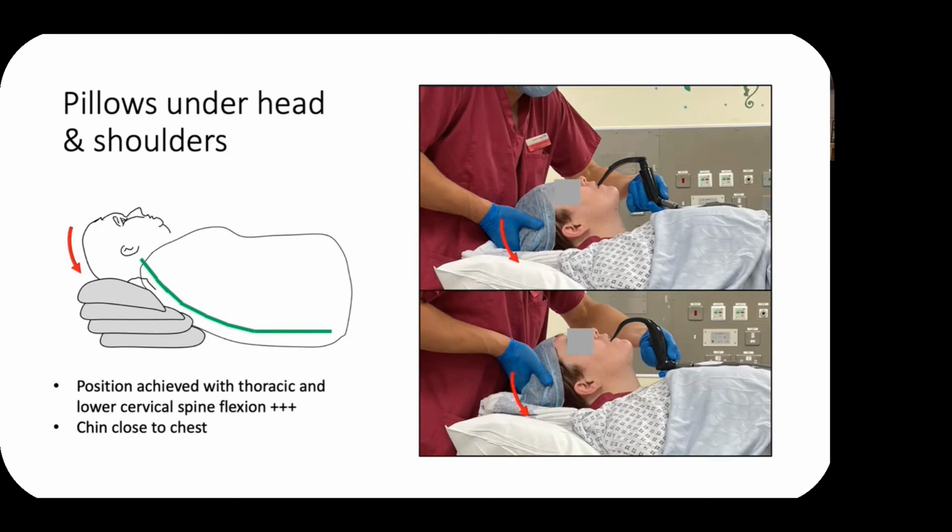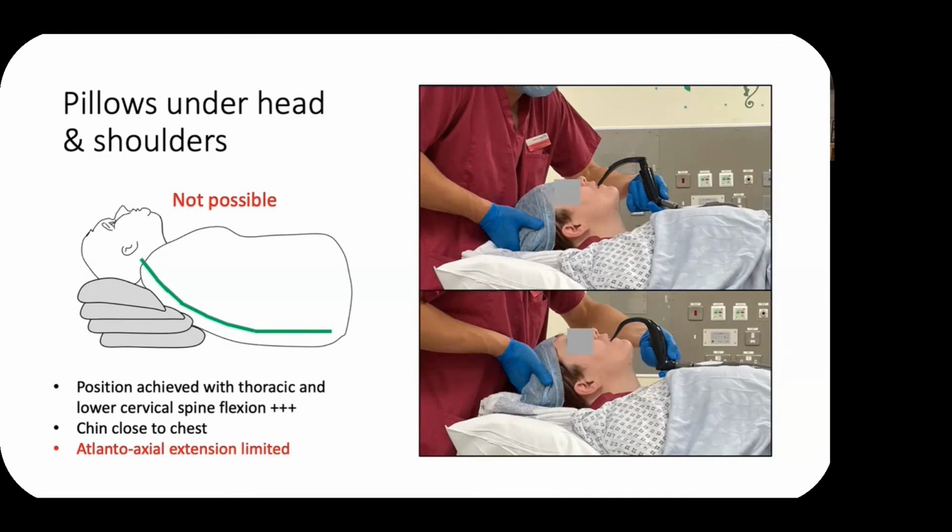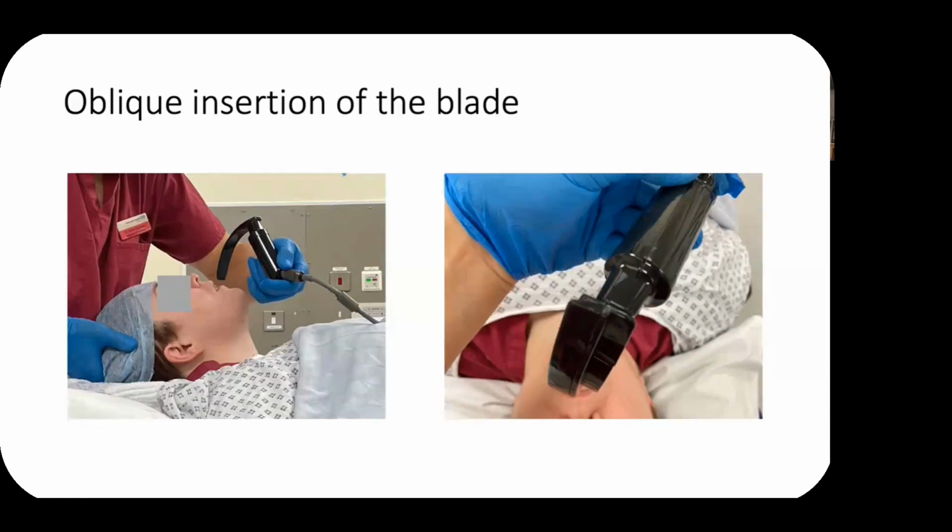What you want to do at this point is extend the atlantoaxial joint to create space, but because of the extent of lower cervical flexion, this is not possible. You are therefore stuck in this position here, and the only way you can really get round it is to insert the blade at an oblique or even 90-degree angle before straightening it in the mouth.